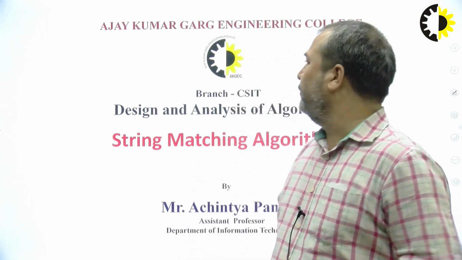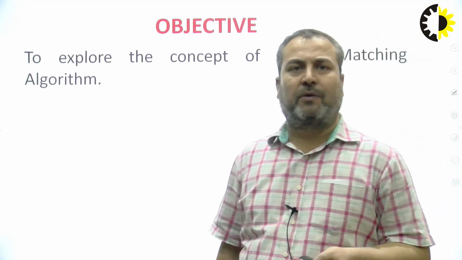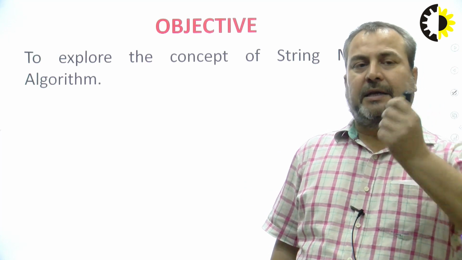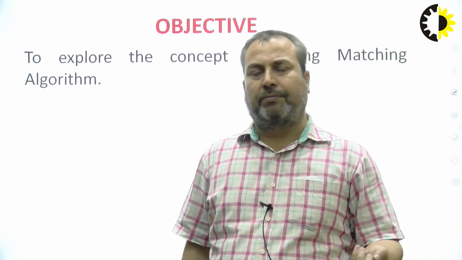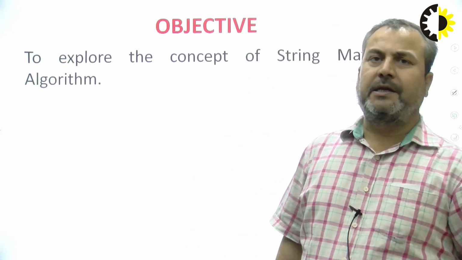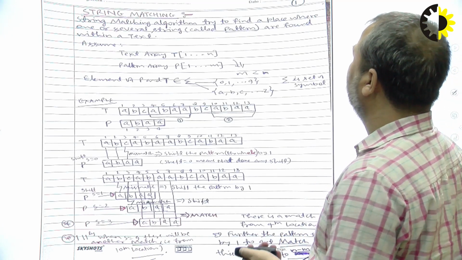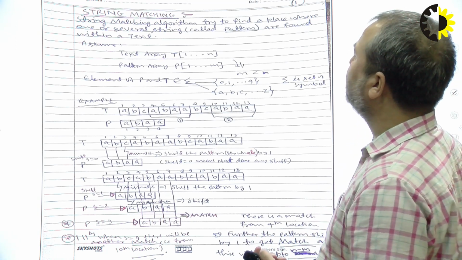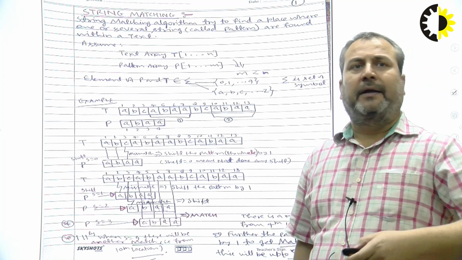So today I'm going to discuss string matching algorithms. The objective is to explore the concept of string matching algorithms. So what is string matching? Basically, there is a text string and some pattern, and we ask how the pattern fits into the string. A string matching algorithm tries to find a place where one or several strings, called the pattern, are found within a text.